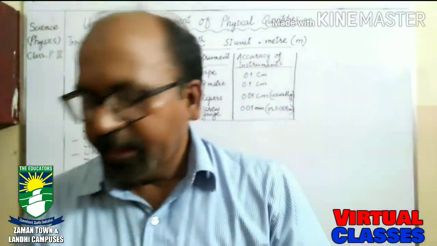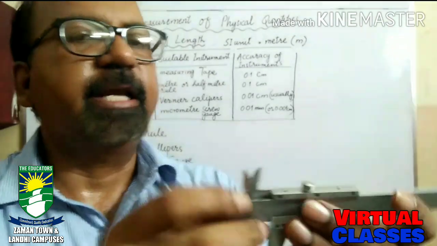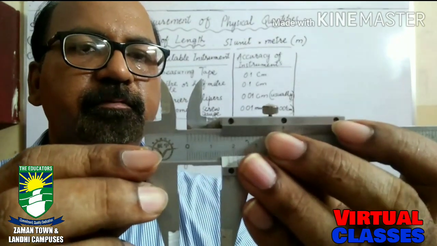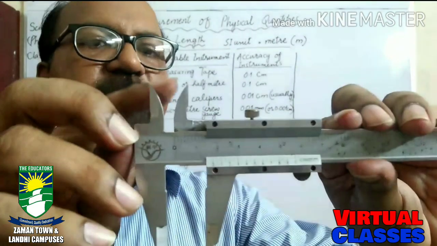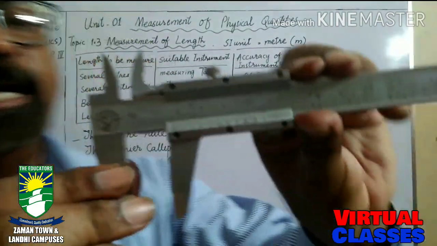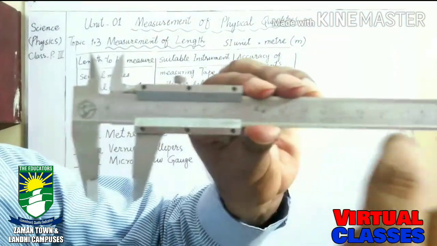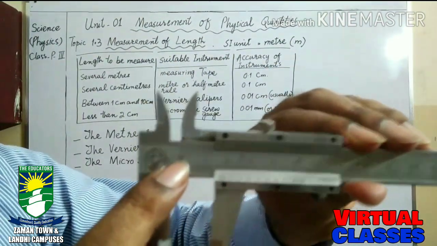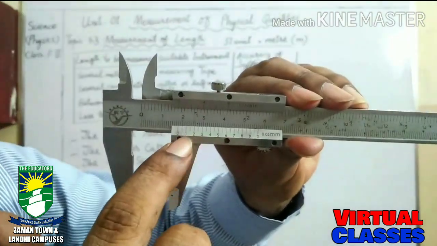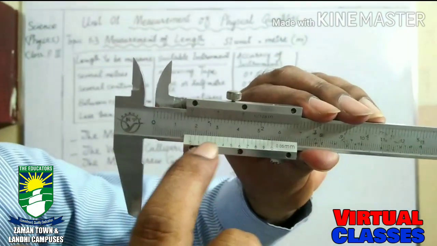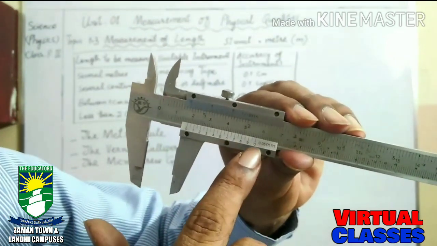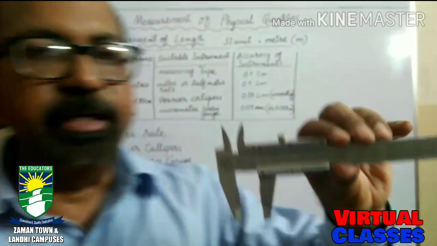First, see the vernier caliper. These are the inside jaws. These are outside jaws. See here, this is the main scale, and see, it is the vernier scale, which starts from 0 and ends at 10. Okay, this is called the vernier scale.